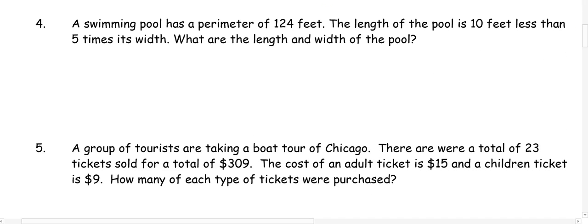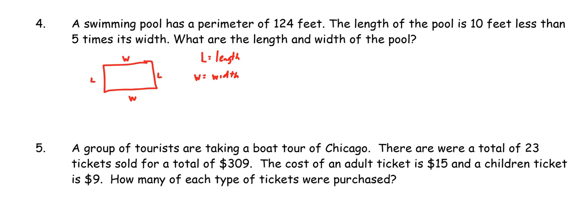Number 4, a swimming pool has a perimeter of 124 feet. The length of the pool is 10 feet less than 5 times its width. What are the length and the width of the pool? So if we have a length and the width of the pool, it's going to be a rectangle pool. So remember, we're going to have 2 widths and 2 lengths. So we're going to say that L is equal to the length of the pool and width is going to be W. So perimeter, remember with perimeter, you're always adding the sides of your shape up. So we're going to combine like terms in this case. So we have 2 L's and we have 2 W's.